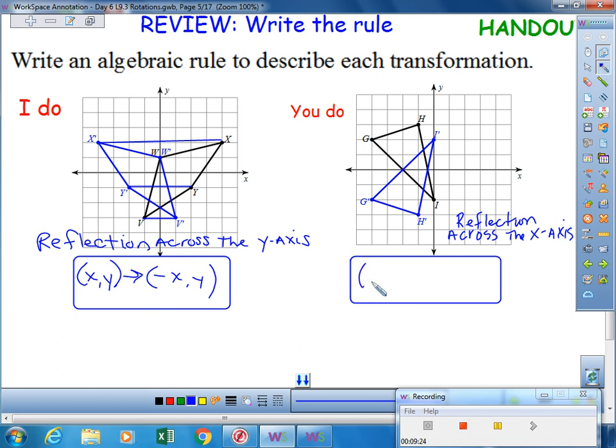Now, what's the algebraic rule? Which one's negative? Y.